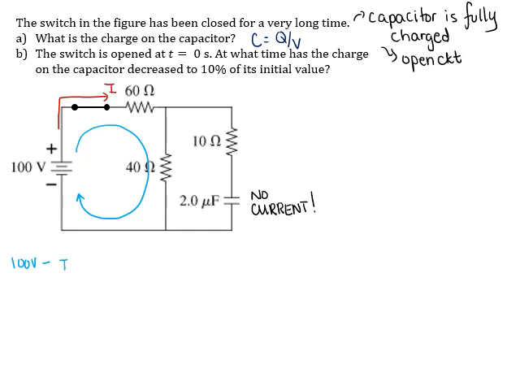So minus I times 60 ohms. My current and my loop go in the same direction, so it's a drop. Then I get to my 40 ohm resistor. Let's see if we can figure out what current goes through that one.